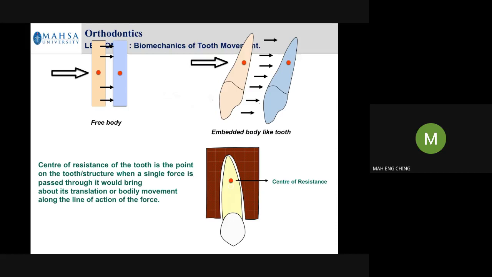So the center of resistance of the tooth is the point on the tooth or structures where a single force passed through it will bring about translation or bodily movement along the line of action of the force. This is the same as what we just discussed about the center of gravity. If your force passes through the center of gravity, you should move the tooth or the body in a linear position. Same for the center of resistance. Center of resistance just means the tooth is embedded or invested in the surrounding structures. So same thing, if you put a force through this center of resistance, then the tooth should move in a linear position or linear movement. So if you push the tooth to the right side or push the tooth backward through this center of resistance, then the tooth moves bodily, or by translation, or linearly backward. So that's the center of resistance.